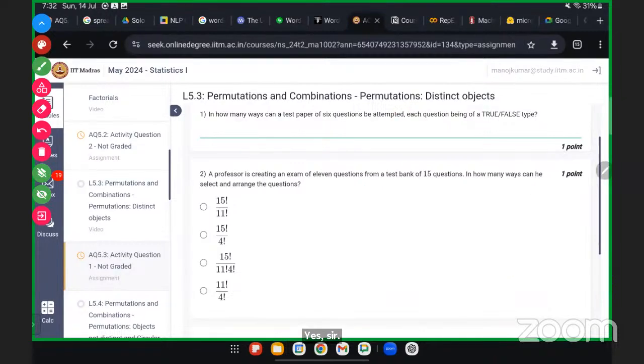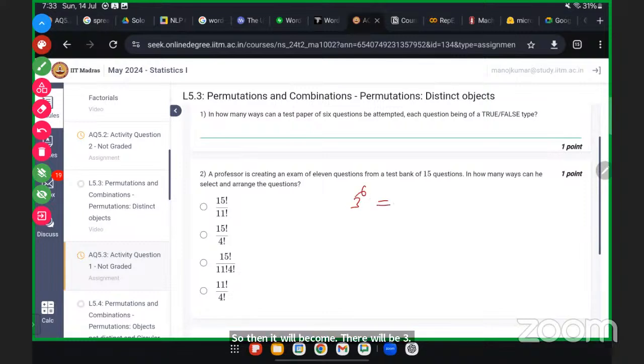And how many ways is it? Each question being true or false type, there is one more possible way: we can leave the question. You can leave it as well. So then it will become 3 power 6, which is 729.